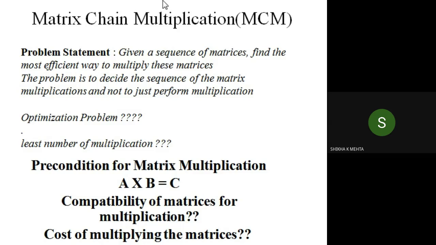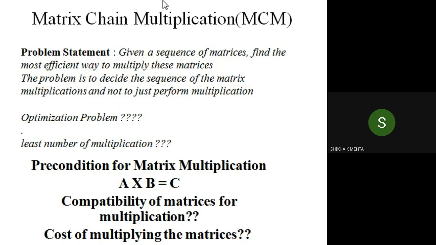Now what we are going to see in matrix chain multiplication is that we are not talking about the output, the result of multiplication. We are talking about in what order the multiplication should be performed so that we are able to minimize the cost of multiplication. So that means the number of multiplications that are required to be performed, right?